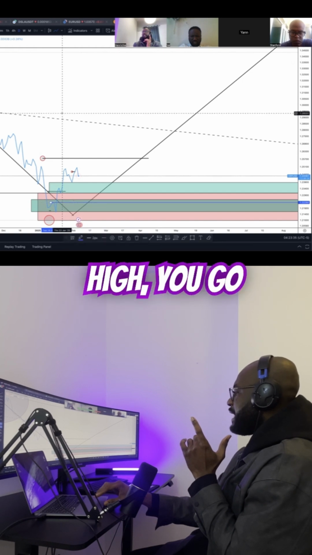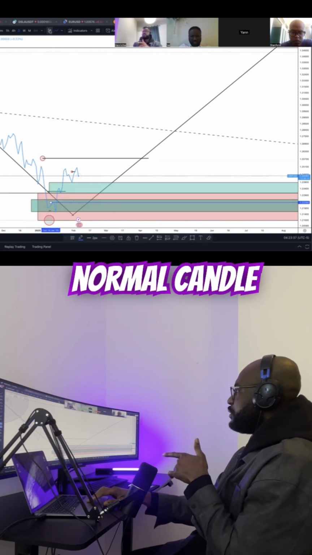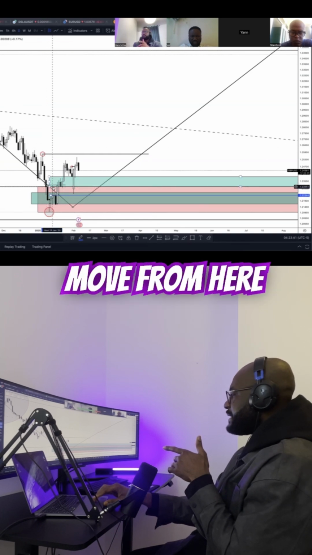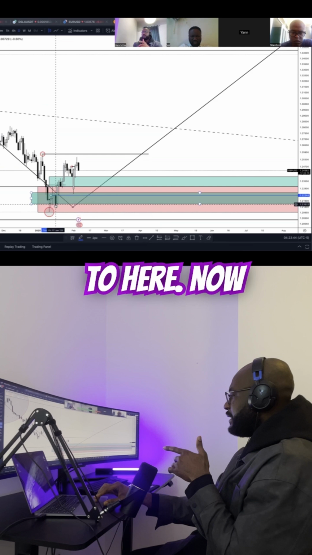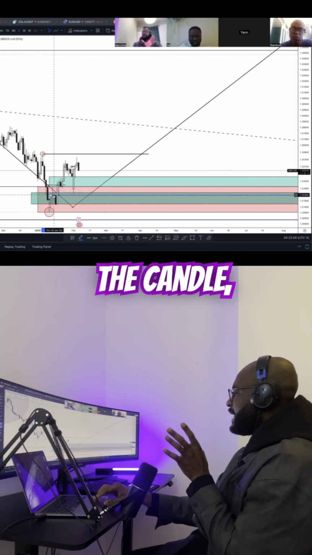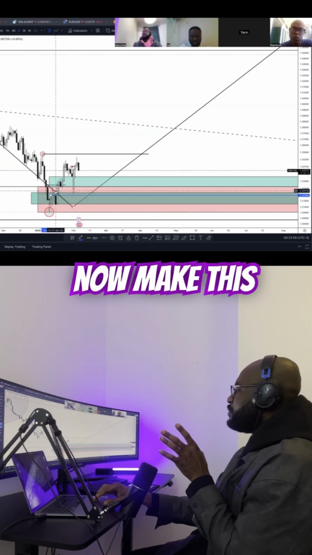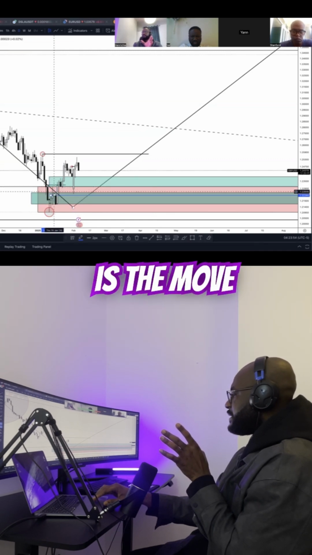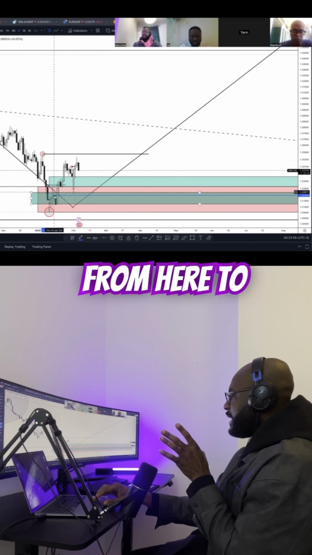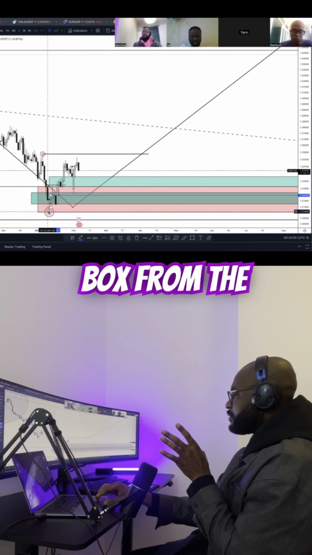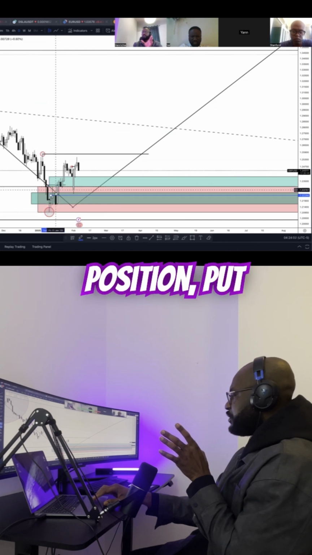Once you mark that high, you go back into your normal candle pattern and then you box this entire move from here to here. Now, the line chart is only showing you the bodies of the candle. But when you now make this the candlesticks, you can see that the move from here to here is the move. Put the entire position in a box from the low to this position. Put it in a box.